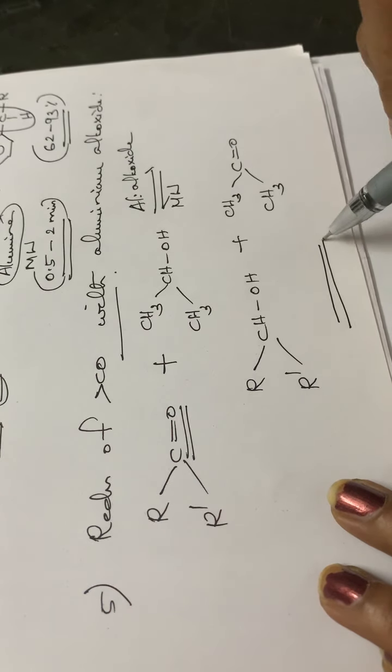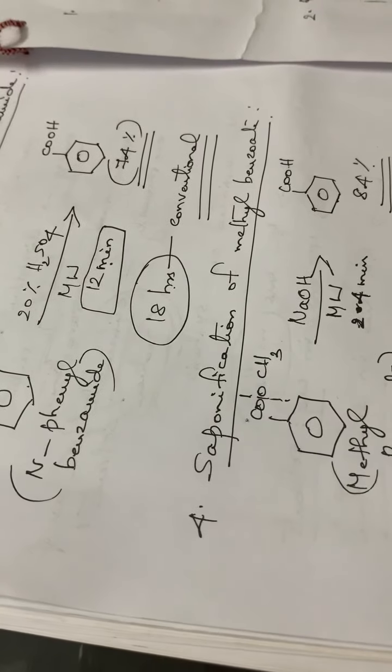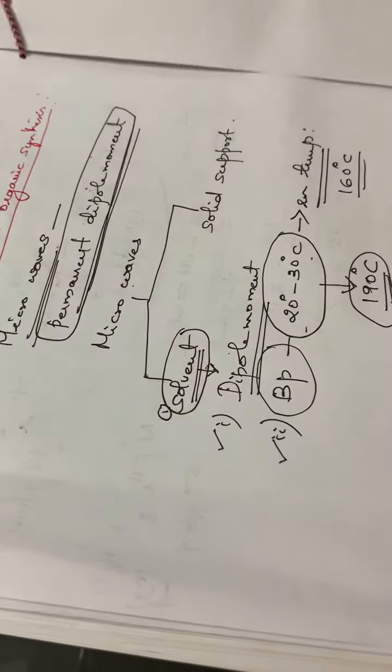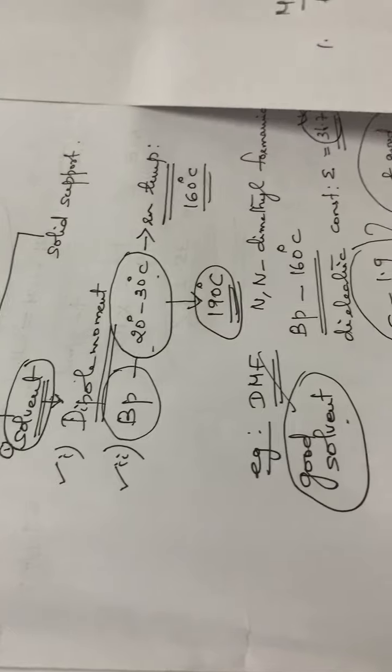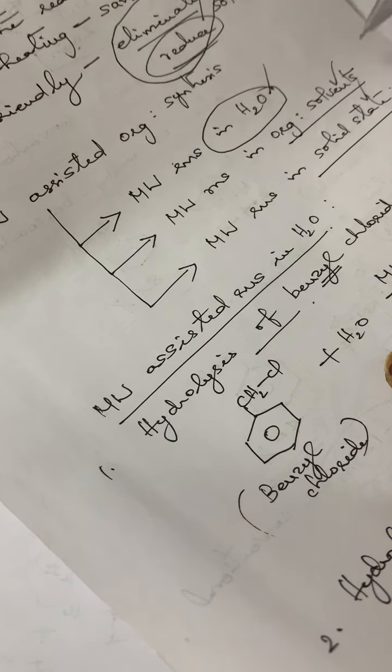So these are the three categories of reaction. Here you have to go through these things. The first one is microwave assisted synthesis, and what are the advantages of using this microwave assisted organic synthesis? Then the three types of reactions: microwave assisted reactions in water, in organic solvents, and in solid state.